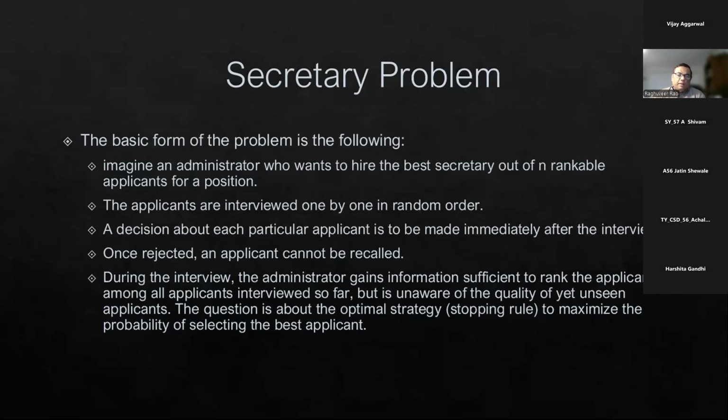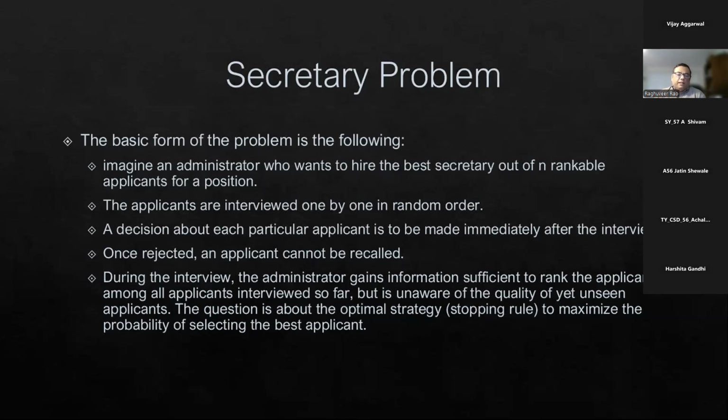You can interview them in any particular order. Once you decide that this particular candidate has been selected, that candidate gets selected, and then the rest of them go home. So that's the deal. And once a candidate has been rejected, you cannot call him back and offer him that position. Now, the problem is, what is mathematically the minimum number of candidates that you have to interview so that you get the best chance of hiring the best candidate?